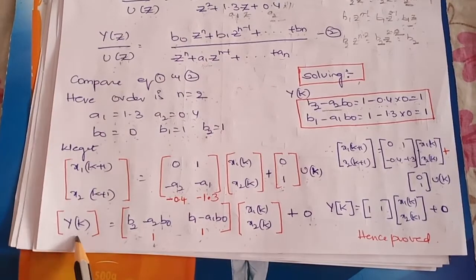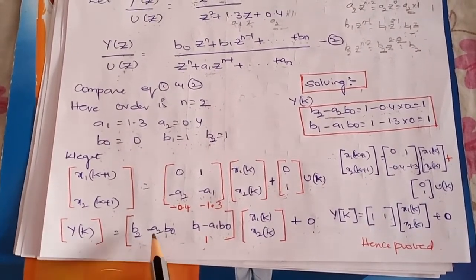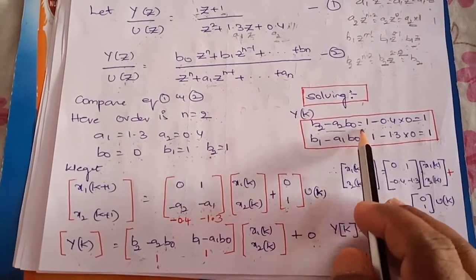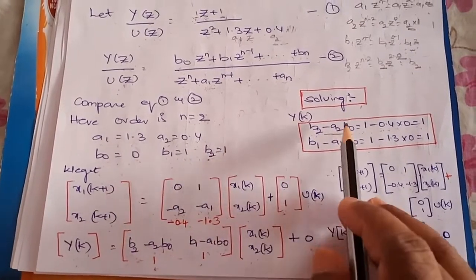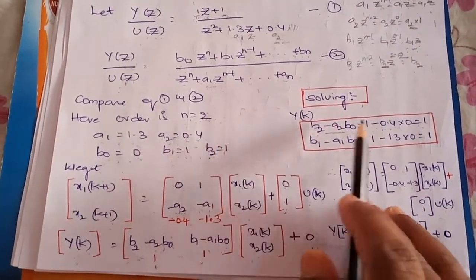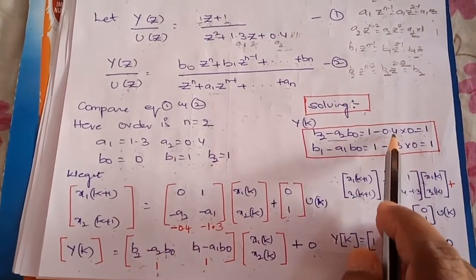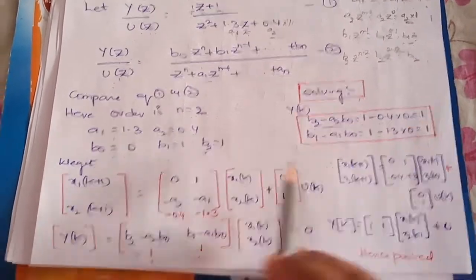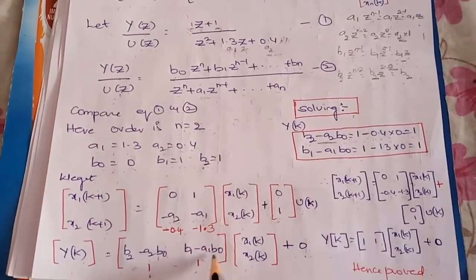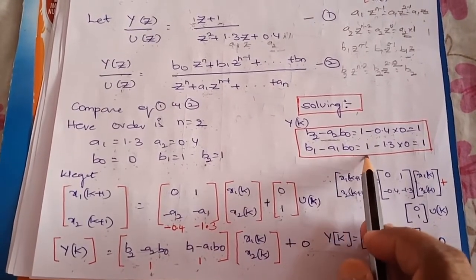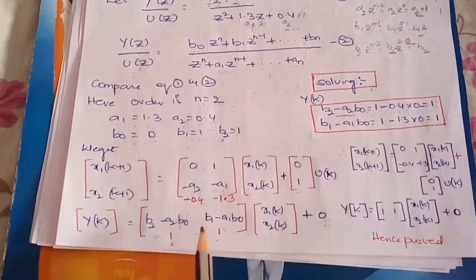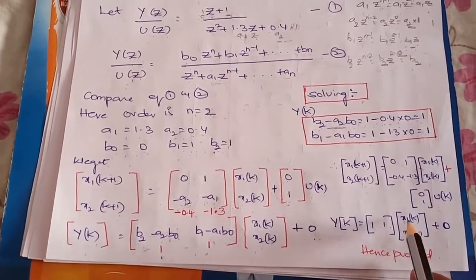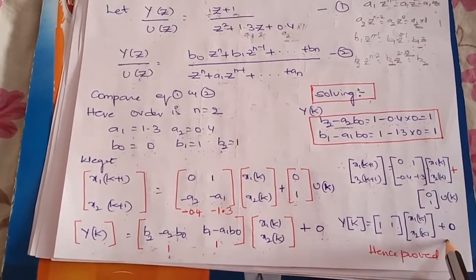Coming to our output equation, y of k equals b2 minus a2 into b0. What is the value of b2? Here I have solved it: b2 minus a2 b0 equals 1 minus the a2 value 0.4 into the b0 value 0. 0.4 into 0 is nothing but 0, so 1 minus 0 equals 1. So this value we got is 1. Similarly, solve this value: b1 minus a1 b0, 1 minus 1.3 into 0, that is equal to 1. So here y of k equals 1, 1 into x1 of k, x2 of k. And coming to the D matrix, it will be 0.